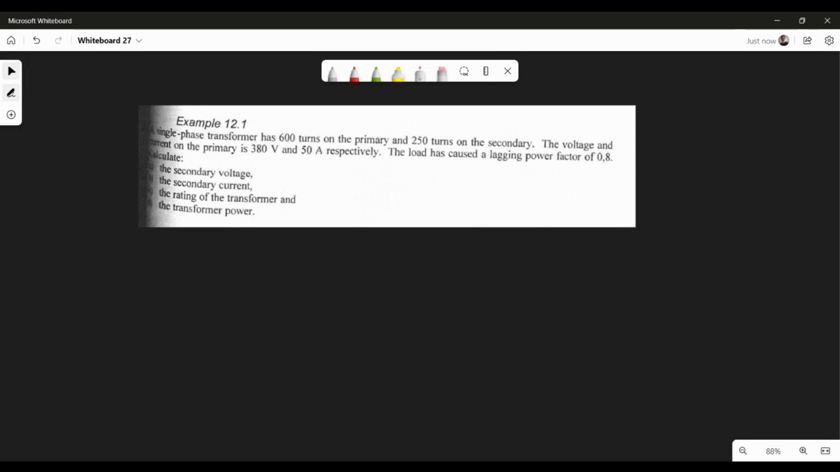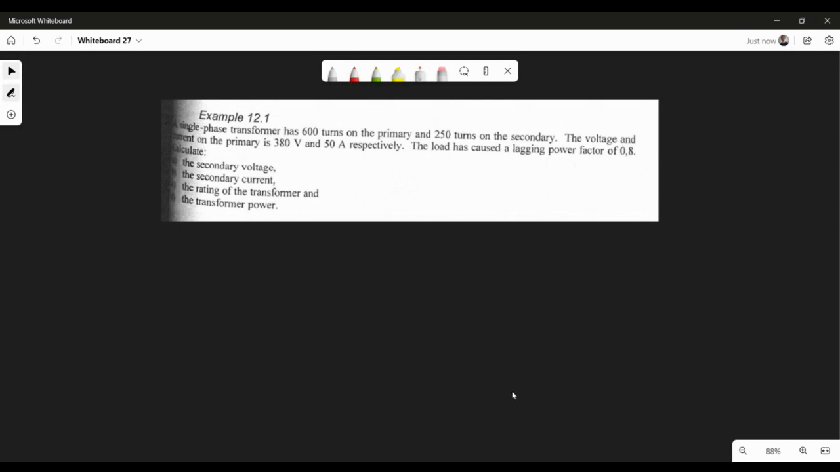The voltage and the current on the primary are 380 and 50 amps, respectively. The load has caused a lagging power factor of 0.8. Calculate the secondary voltage, secondary current, and the rating of the transformer, which means in volt amps, and the transformer power, which is essentially your real power. It's fairly easy. Lucky for us, they gave us the amount of turns. Turns will always be your go-to. If they don't give you your turns, make sure you calculate your turns first. But in this case, they give you the turns, so it's easy to work with.